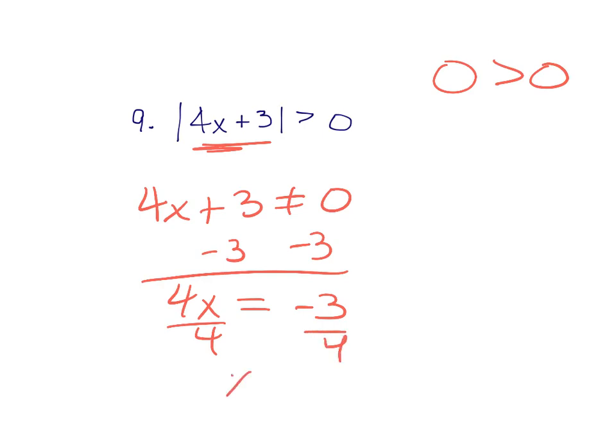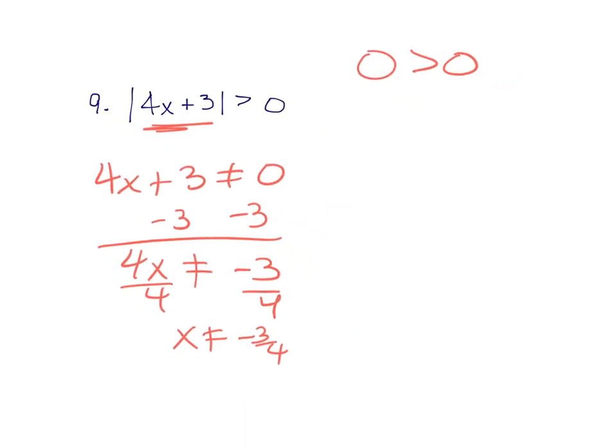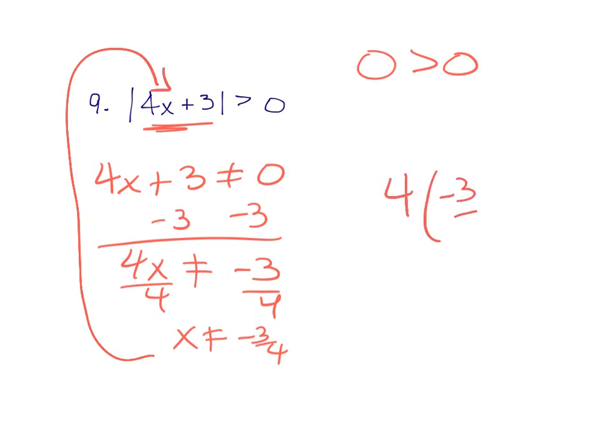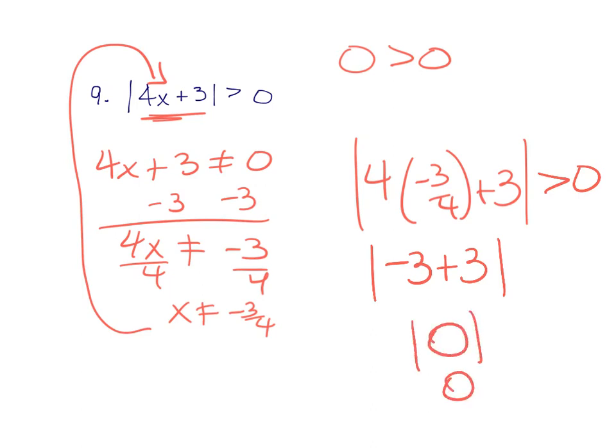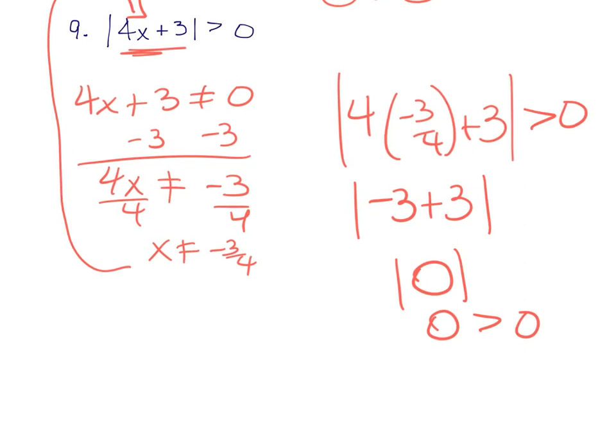Divide by 4. So x cannot equal -3/4. Because watch what happens when it does. If I take -3/4 and plug it in, four times -3/4 is -3. -3 plus 3 is 0. When I take the absolute value of 0, I get 0. Is 0 greater than 0? No, it's not. So this doesn't work. So I had to figure out what number would not make that inequality true. The only number that doesn't work is -3/4.